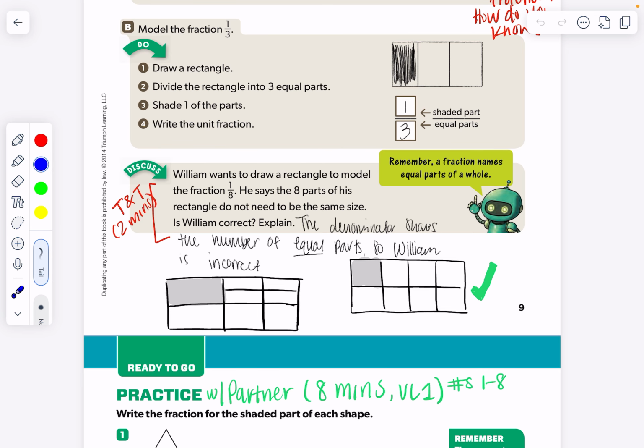Fraction 101. A fraction names equal parts of a whole, always. So he has 8 parts. In this image right here, there are 8 parts. However, there are 8 parts and one of them is shaded. However, this is not an accurate description of a fraction model because all of those parts are not equal. This is what William's model should look like.